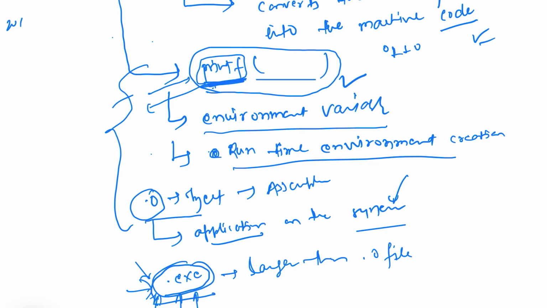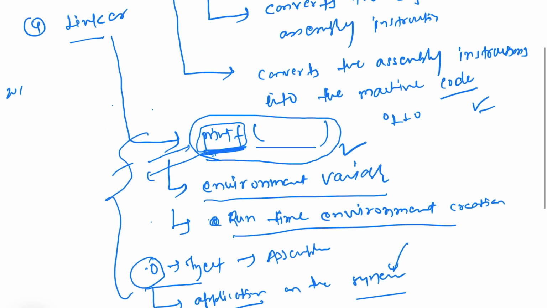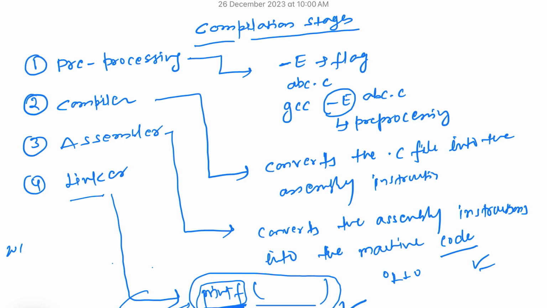Okay, so now we will see everything in detail. We will write one program where I will show the pre-processing stage, compiler, assembler, and linker one by one, so that you will get what is happening in each stage. I will try to show you all the concepts in real time. Okay.